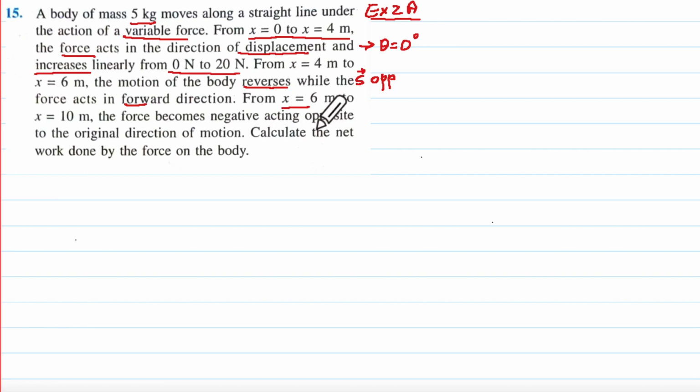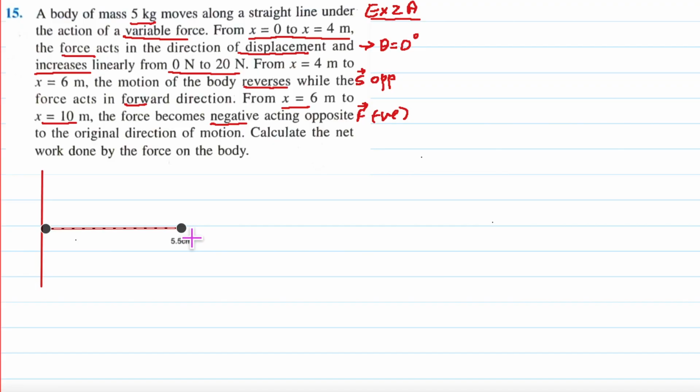From x equal to 6 meter to 10 meter, force becomes negative. So here it means that the force is going to be again negative, and it is opposite to the original direction of motion. Calculate the net work done by the force. In order to understand it properly, you will have to show a little bit of diagrammatic representation.